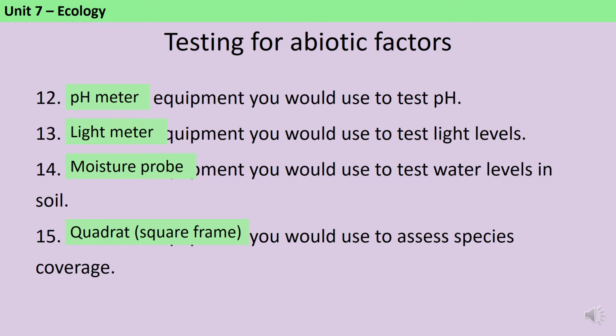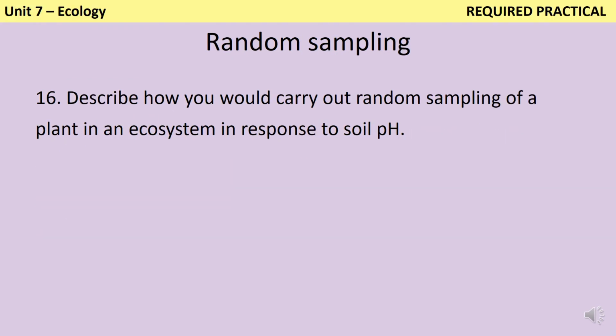You may be asked to write an extended method which explains how you would carry out random sampling of usually a plant, but it could be a sedentary animal like a limpet, in response to an abiotic factor such as soil pH or light level or moisture level. The most important things to remember here are to make sure that you do include that abiotic factor, because quite often people forget and miss this bit out, and also making sure that your method will actually give you randomly sampled data. It's not sufficient to talk about throwing a quadrat over your shoulder, as this won't actually give you random data.